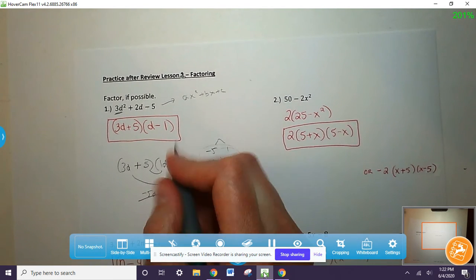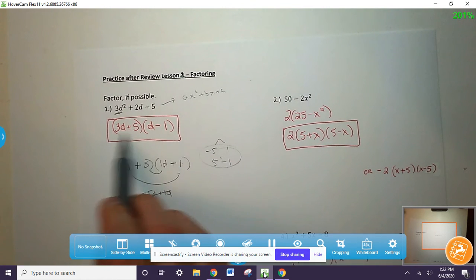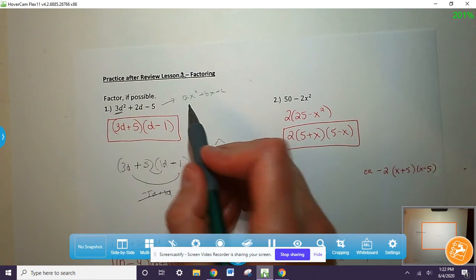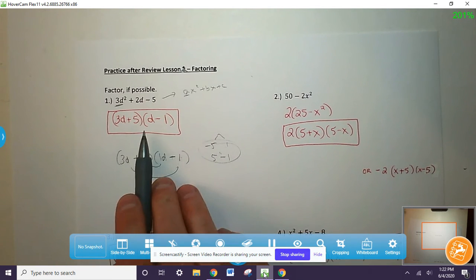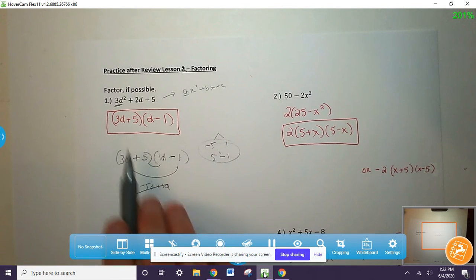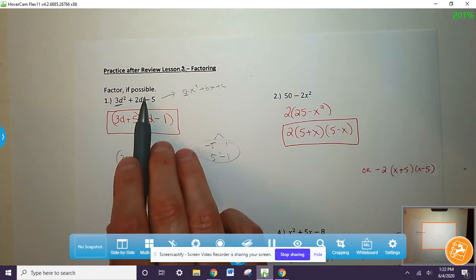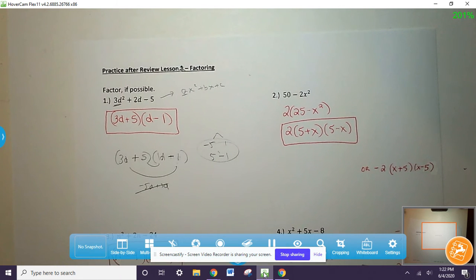So this doesn't necessarily have to be instant that you are able to factor this when there's a coefficient other than 1 in front of the x squared. But using some guess and check, you should pretty quickly be able to check those outers and inners to find a correct factorization for that problem.